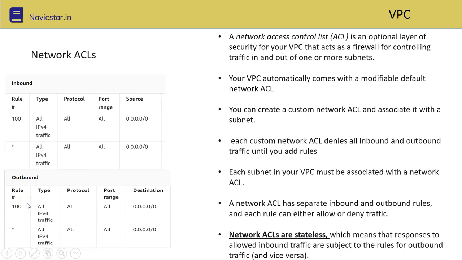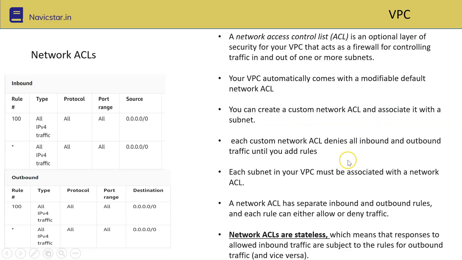Yes, they are quite similar, but the difference is that the security group is attached at the instance level, while the network ACL is attached at the subnet level. Each subnet in a VPC must be associated with a network ACL. A network ACL has separate inbound and outbound rules, and your VPC automatically comes with a default network ACL. Whenever you create a VPC, it comes with the default network ACL, but you can also create your own custom ACL and assign it.